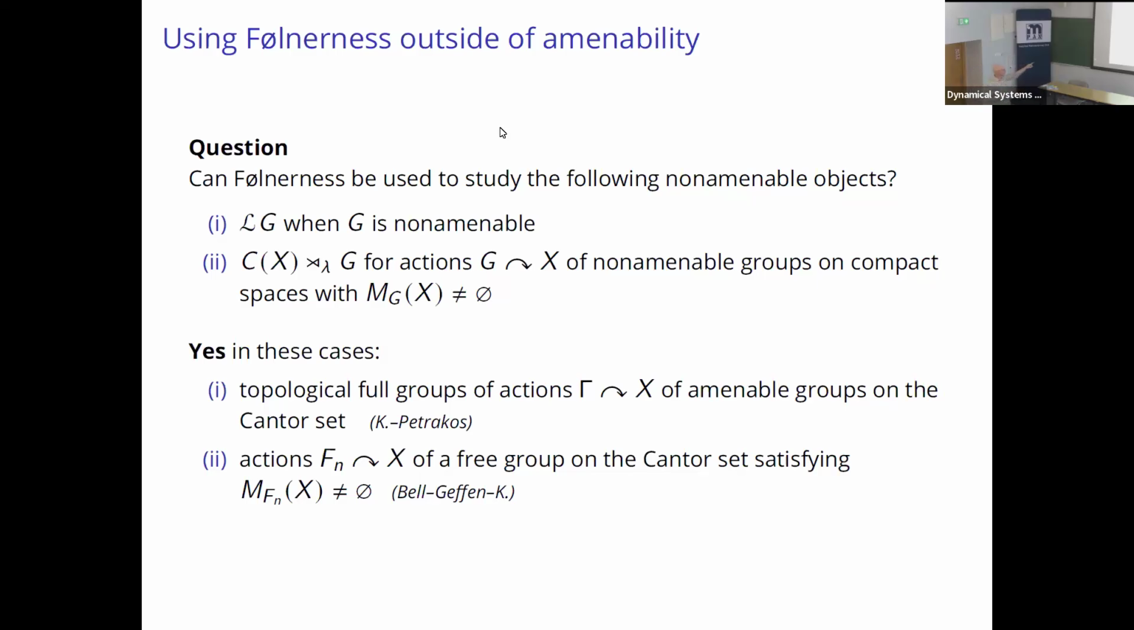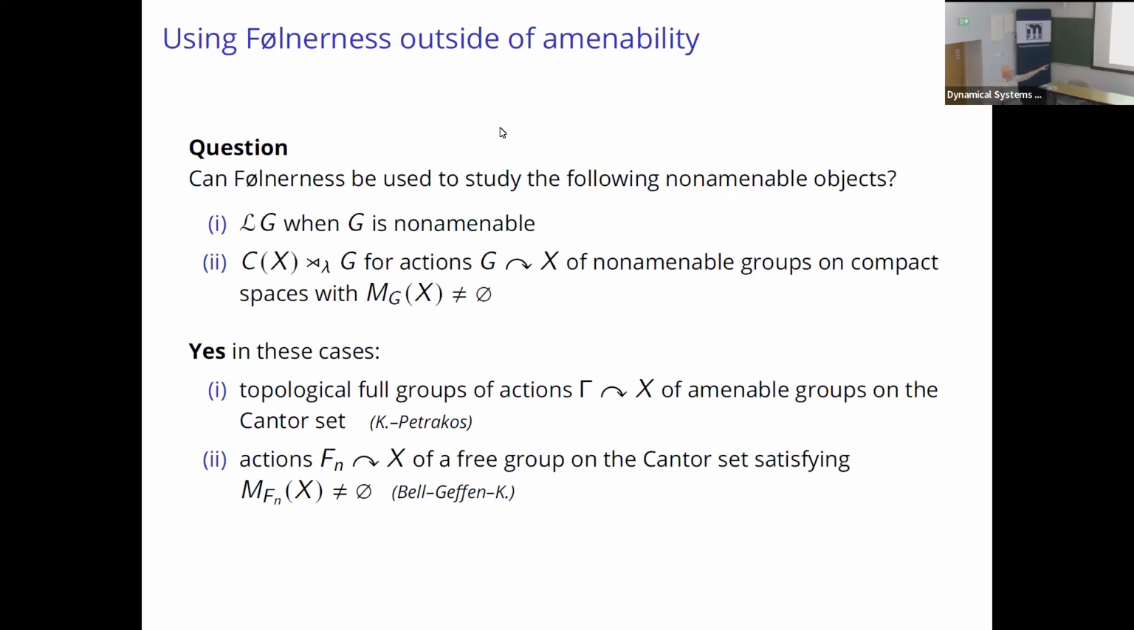Second question here. If you look at actions of non-amenable groups, I'm specifically interested in free groups on compact spaces that admit invariant measures, that's a space X with a measure. They have at least one invariant probability measure, so they are type II_1 in that sense. Can we say something about their crossed products? These crossed products will also be non-amenable in the operator algebraic sense.